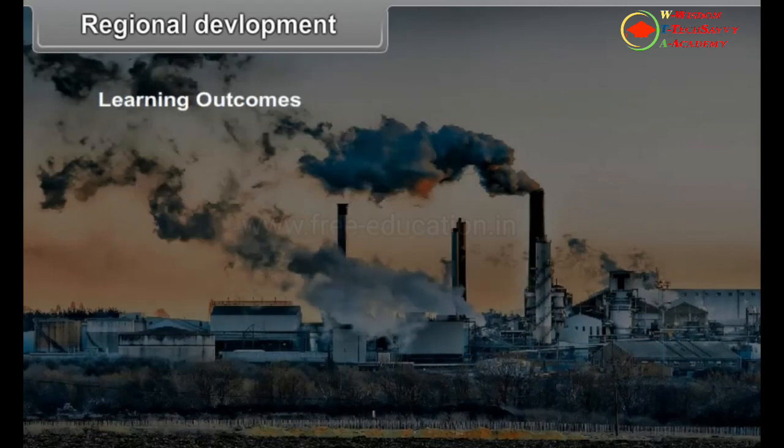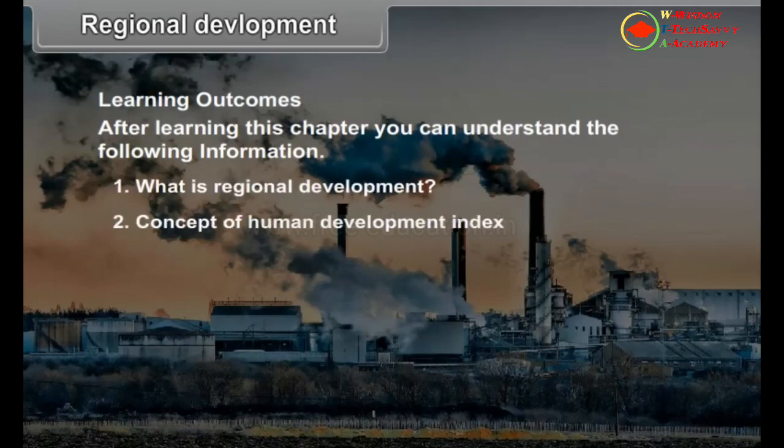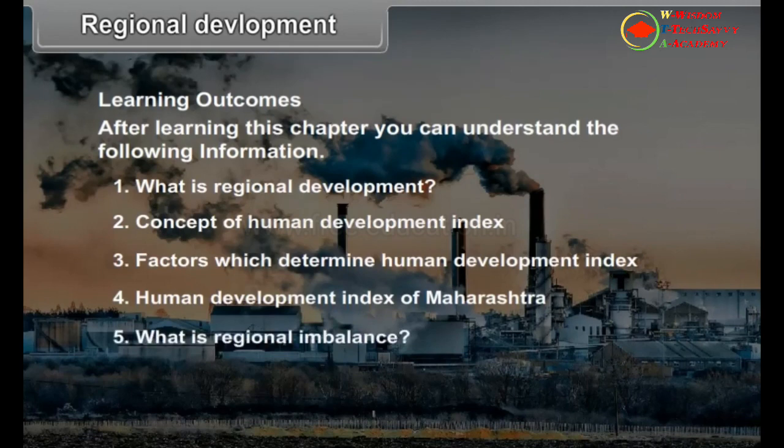Learning outcomes. After learning this chapter, you can get the following information. What is regional development? Concept of Human Development Index. Factors which determine Human Development Index. Human Development Index of Maharashtra. What is regional imbalance? Causes of regional imbalance.